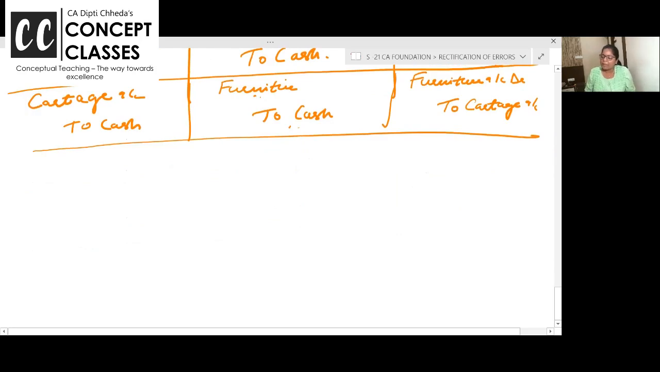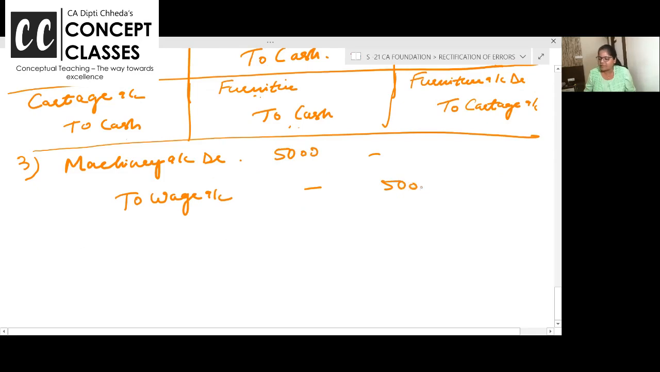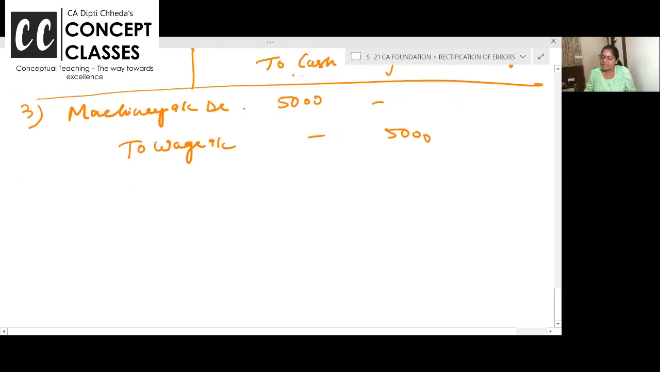Chalo, next one. Paid 5,000 for installation of machinery, debited to the wages account. Yeah. So you have paid wages related to machinery. So machinery account debit, directly now rectifying entry to wages account. Machinery account debit to wages account 5,000, 5,000. Machinery not debited, now debit. Wrongly debited wages credited.